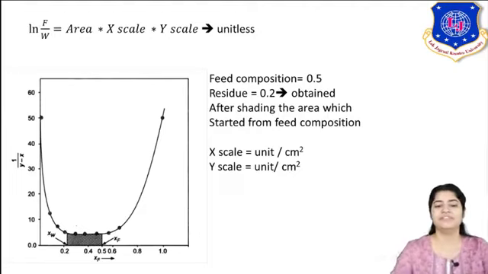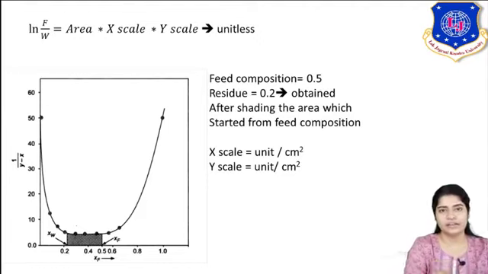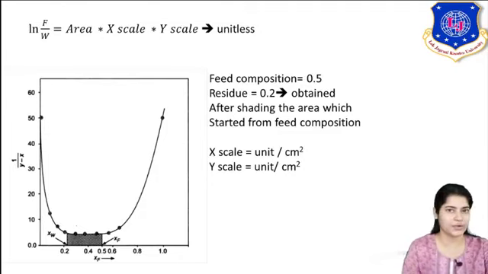Suppose you can see the feed composition is 0.5 and the residue is what? 0.2. This is the answer. Residue equal to 0.2 is my answer which I got. How did I find out my area? See the above equation: ln F by W is equal to area into x scale into y scale.